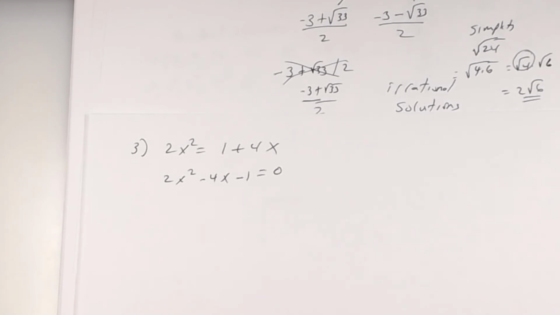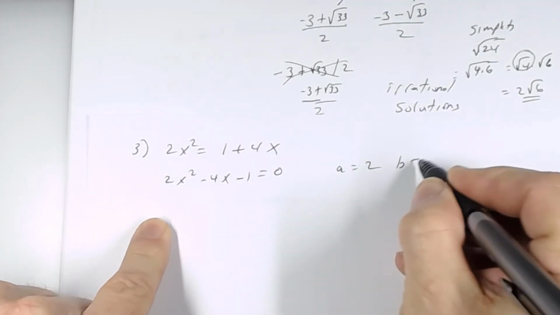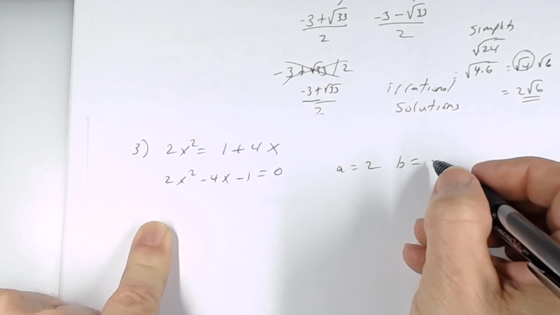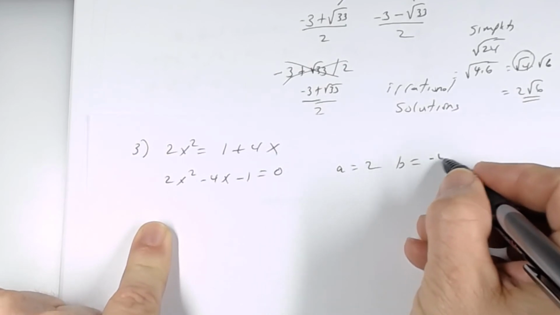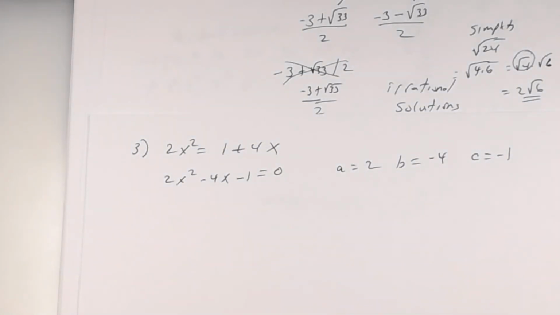So what is A? 2. Okay, A is 2. What is B? Negative 4. You've got to keep the sign. So it's negative 4. And what is C? Negative 1. So you've got to be careful. If any of those is incorrect, then all the stuff you do after that is going to be wrong. You have to keep the sign. So B is negative 4. That's a negative 4x, not a 4x, it's a negative 4x. It's not a 1, it's a negative 1.